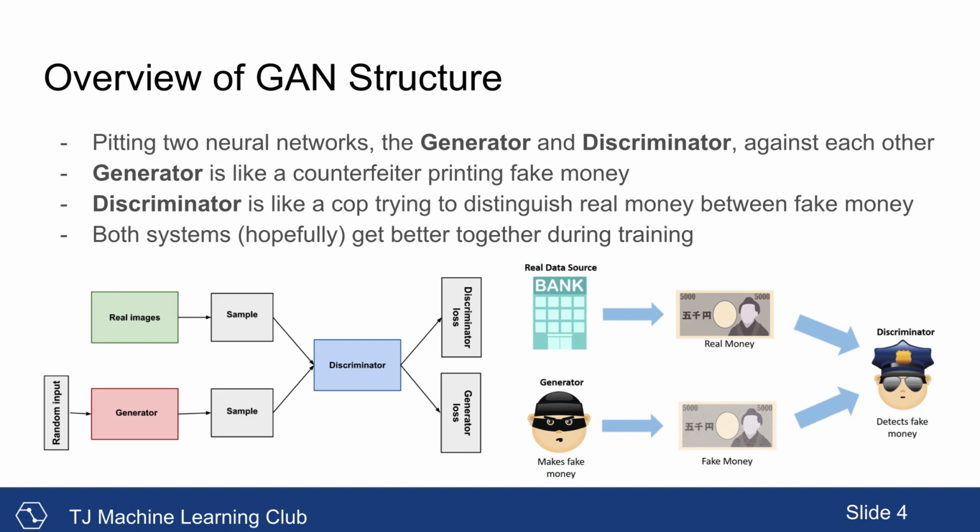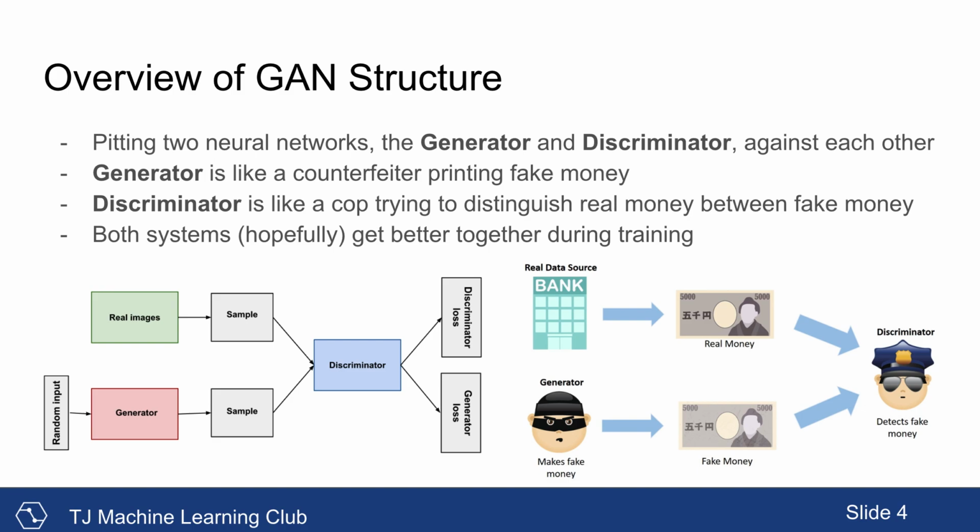Generative adversarial networks, you can tell by the name. Generative means generating something, and adversarial means that there are adversaries, opponents. In a GAN, there are two neural networks, called the generator and the discriminator, and we pit them against each other. To give you an analogy to help you better understand, and actually this analogy was used in the original paper that introduced the GAN.